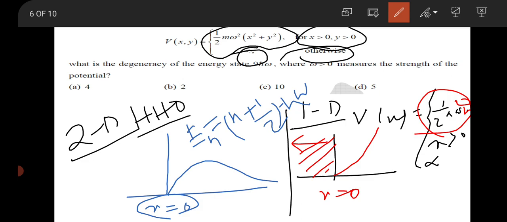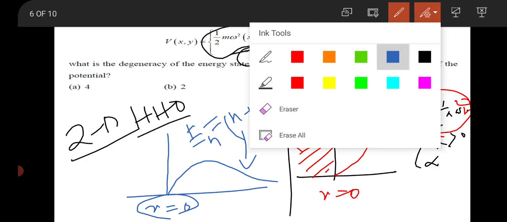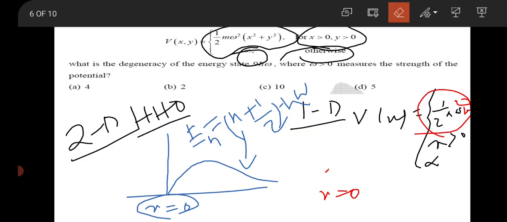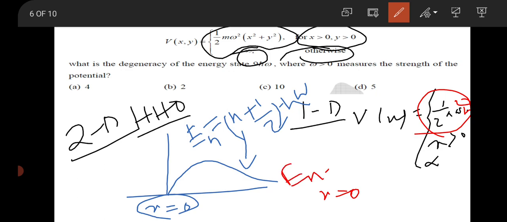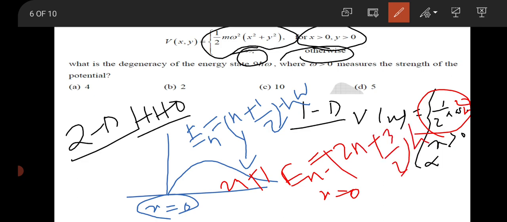But here what will happen? We have to take n as the odd number, so we have to replace n with 2n plus 1. So our eigenvalue will be En, where we are replacing n with 2n plus 1, because only the odd number state wave functions will exist. So En will be (2n plus 3/2) ħω.